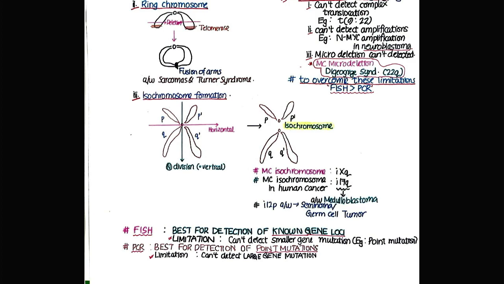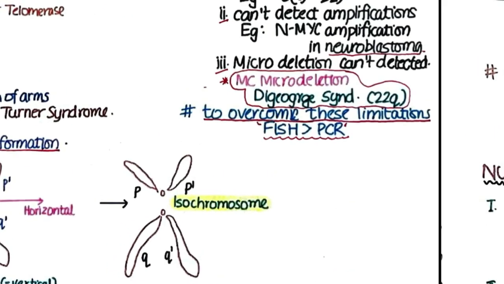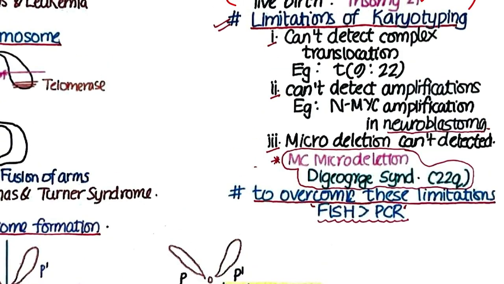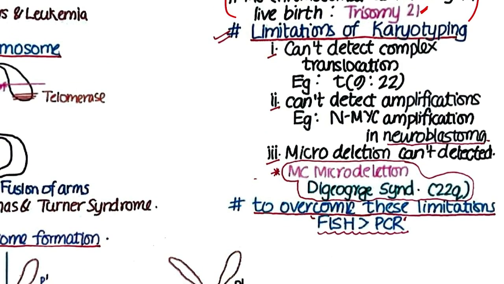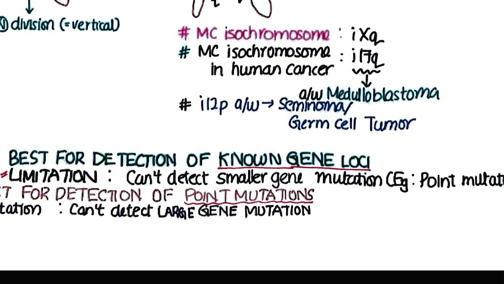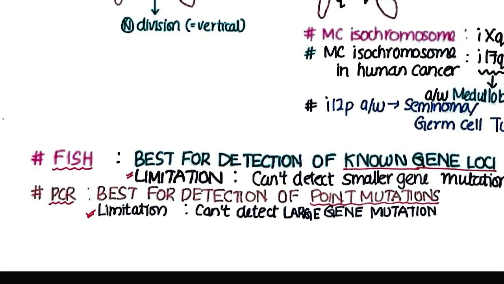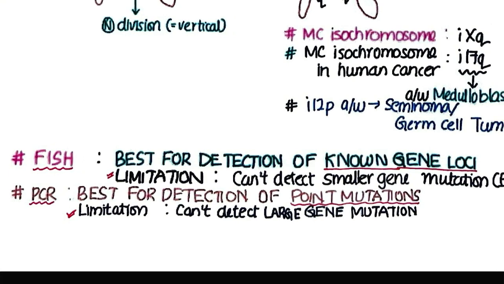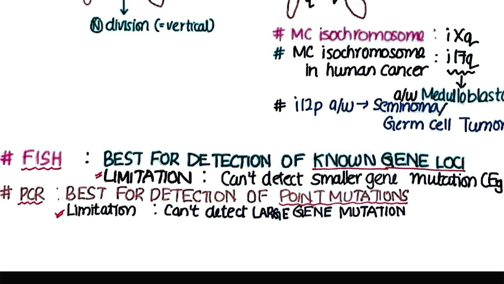Now there are 3 methods of investigation. One is karyotyping. Karyotyping means study of the chromosomes, right? Second is FISH, fluorescent in situ hybridization. It is there for the detection of known gene loci.